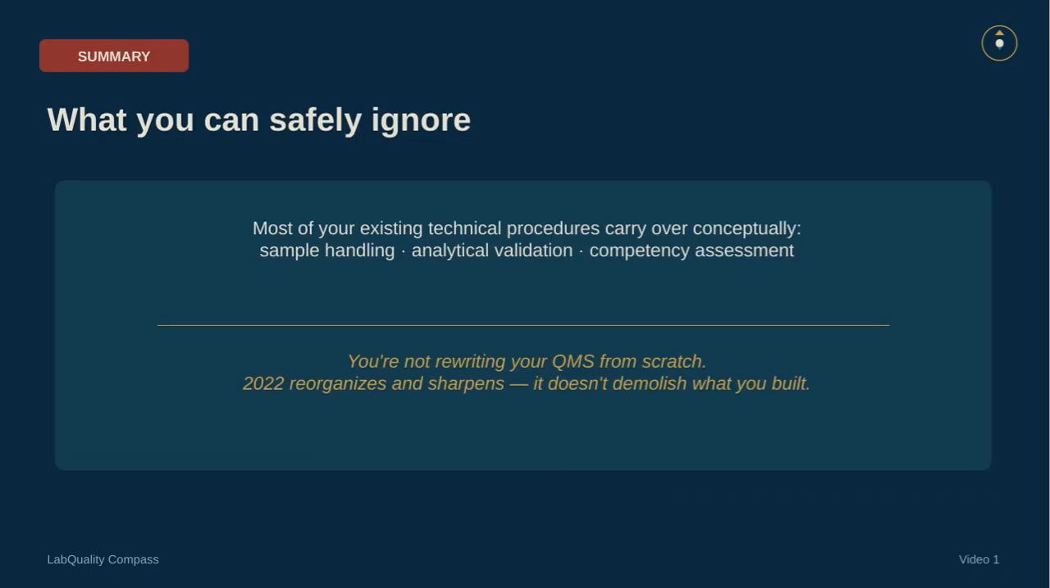Let's talk about the Lab Quality Compass and what it means for your quality management system. You're not starting over from scratch. The 2022 update reorganizes and sharpens what you already have. It doesn't tear down your foundation. Most of your current technical procedures still apply, things like sample handling, analytical validation, and competency assessment. And importantly, there are parts you can safely set aside. This summary helps you focus where it counts.